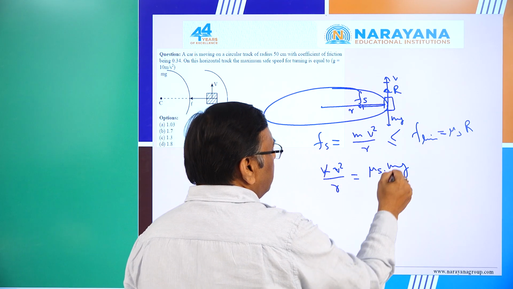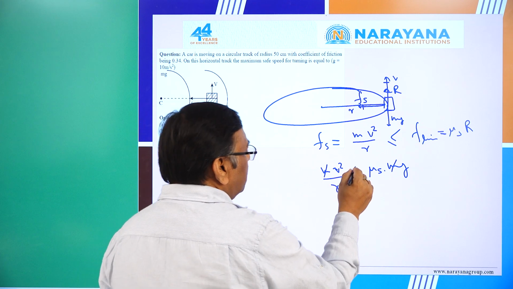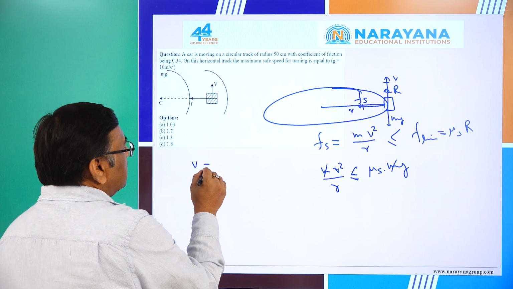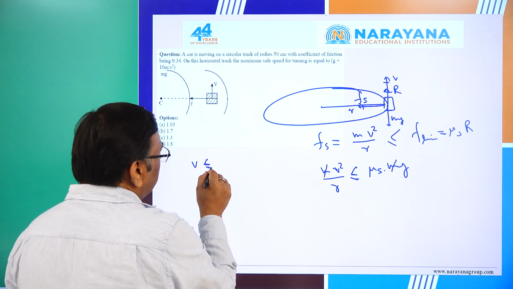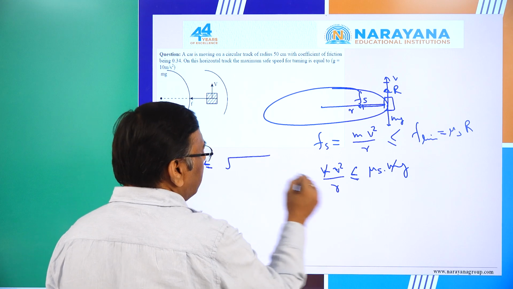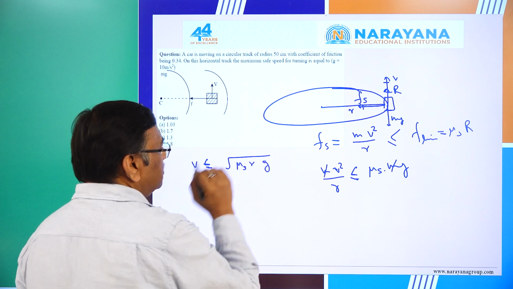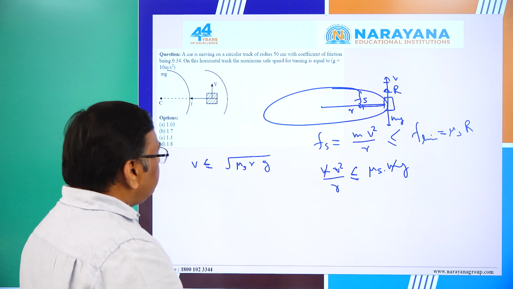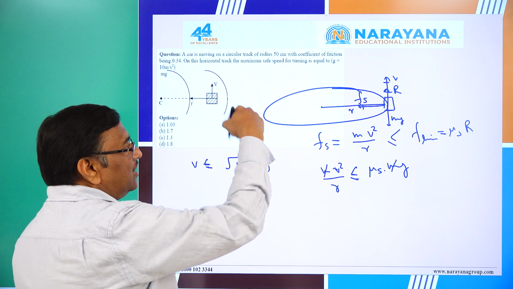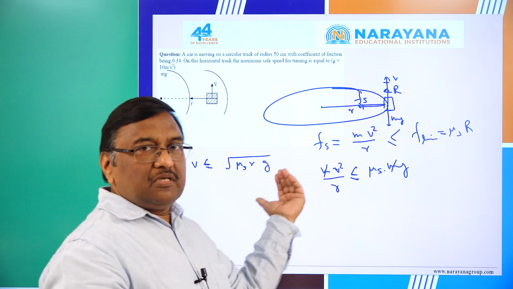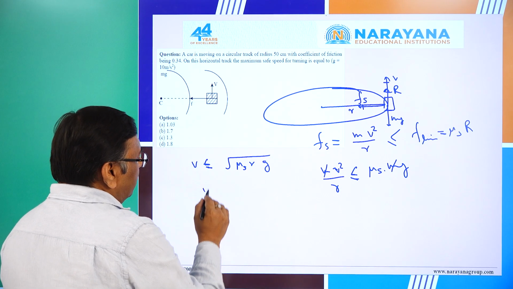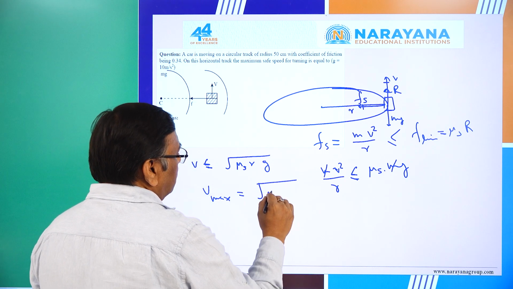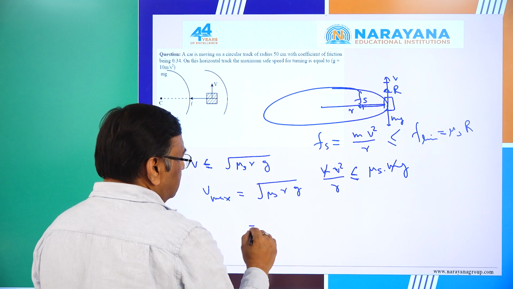With m cancelling out, v is less than or equal to under root of mu s into r into g. As we get v less than or equal to this value, all these values of v are going to be the safe velocity which will provide you a circular turn on the surface. So the maximum velocity should be equal to under root of mu s r into g. That should be the value.